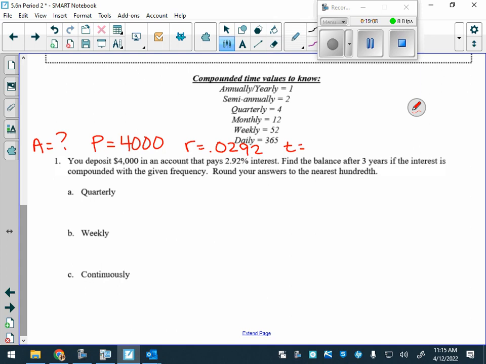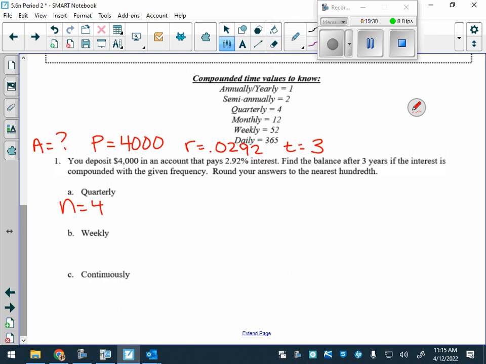Well, 3 years. The reason I put these 4 things up there is they're consistent and will be the same for any one of these given frequencies. The frequency will change the problem. So, quarterly is how many times per year? So your N equals 4.